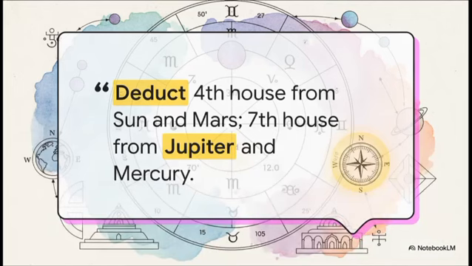Let's look at the simple English translation of that shloka. It gives us a direct mathematical algorithm. It tells us to deduct the 4th house from the longitudes of Sun and Mars, the 7th house from Jupiter and Mercury, the 10th house from Venus and Moon, and the ascendant from Saturn. What this shows us is that in Vedic astrology, the Earth isn't just floating randomly in a void. The local space around the observer is intricately, beautifully tied to planetary power.